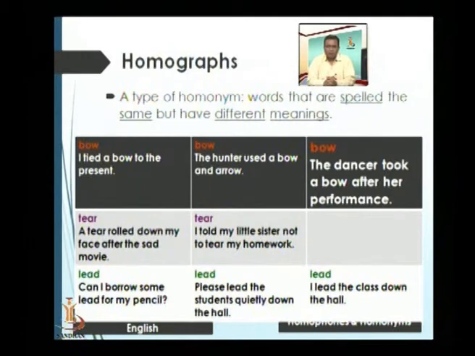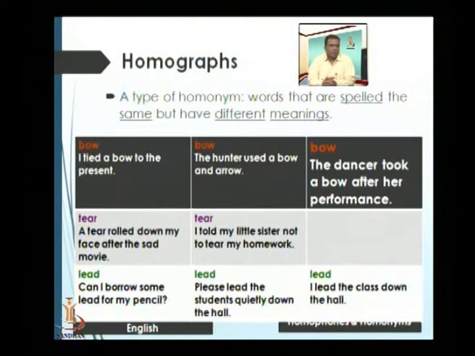Homographs, a third variety. What is that? Let us see. A type of homonym, words that are spelled the same but have different meanings. Bow. Means these words are written the same way. That's why they are homographs. So homonyms are also called homographs. Bow, B-O-W. This word is used in 3 different contexts.